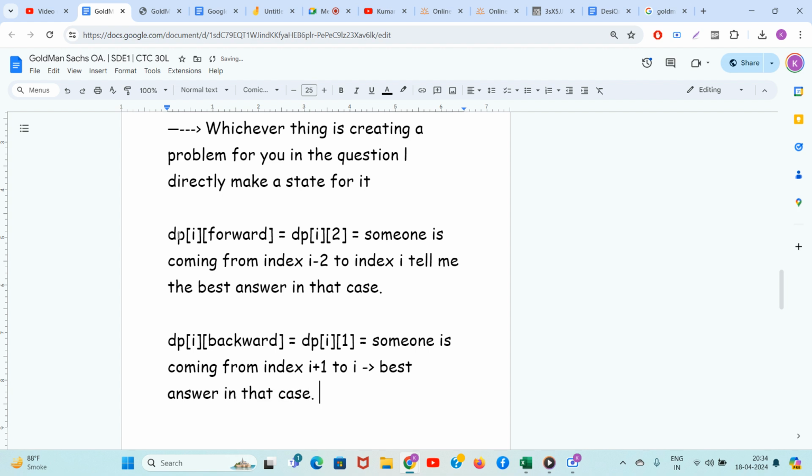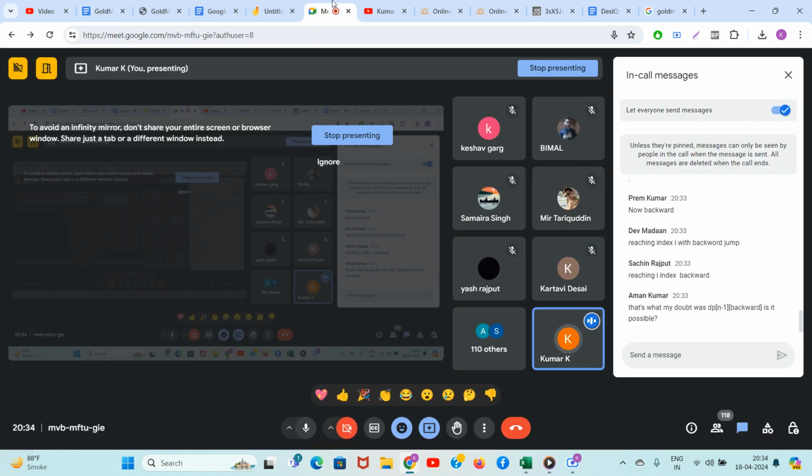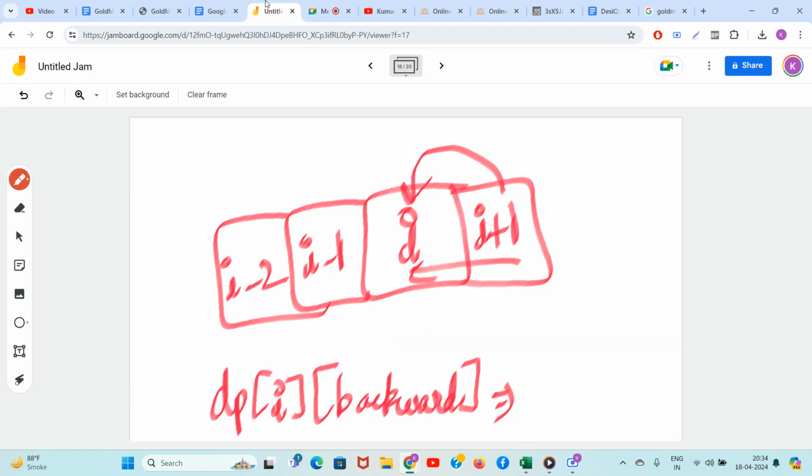But guys, there is one thing which is helping us calculate these DP values. Sir, that's what my doubt was. DP of N minus 1 backward is not possible. We will write its value as infinity. Infinity means maximum value. We want minimum, so it will not be considered. Simple, Aman.